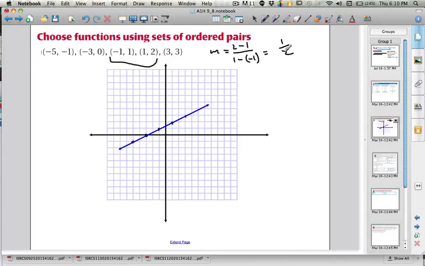And let's see if that's really the way it works, right, as we go from point to point. If I go up 1, over 2, up 1, over 2, down 1, left 2, down 1, left 2, I'm not even going to bother writing the equation. I can see that this follows a very consistent slope all the way through.